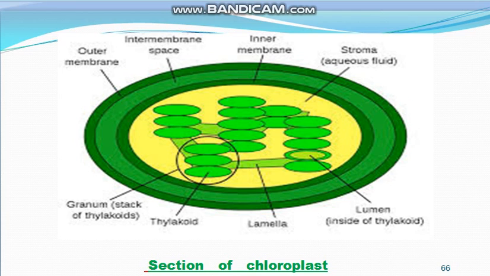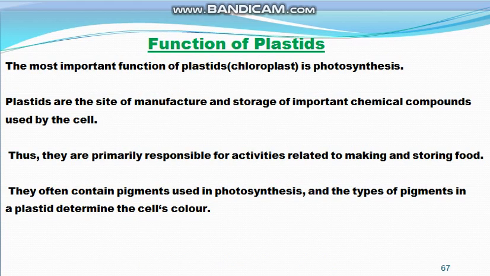So next comes the function of the plastids. I have already told you that the main function of the plastid, or the chloroplast, is photosynthesis. It helps in photosynthesis, and plastids are the sites of manufacture and storage of important chemical compounds used by the cell. So they are primarily responsible for activities related to making of the food and storing of the food, and they often contain pigments used in photosynthesis, and the type of pigments in a plastid determines the color of the cell. So the pigments are present in different types of the plastids, and the type of pigment present in the plastid determines the color of the cell. So these are the functions of the plastid.